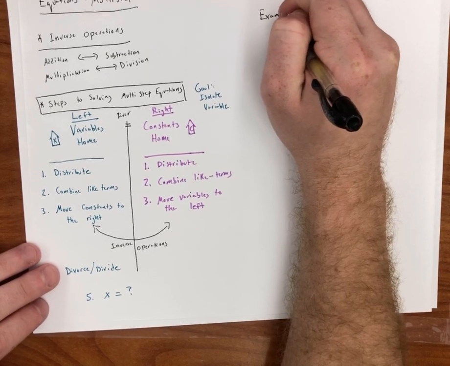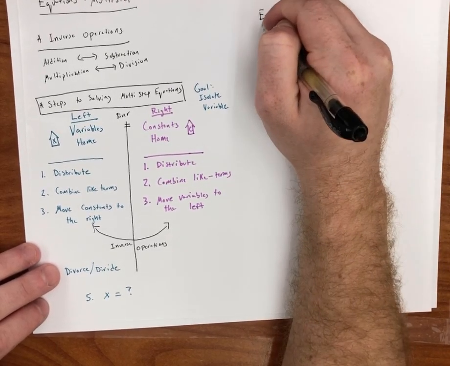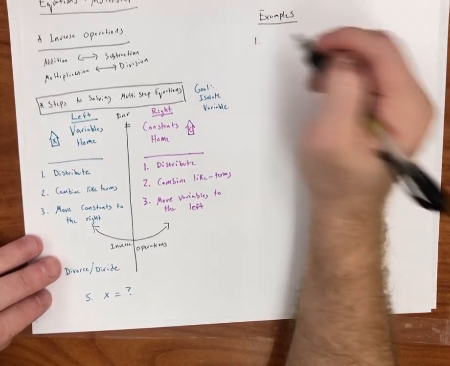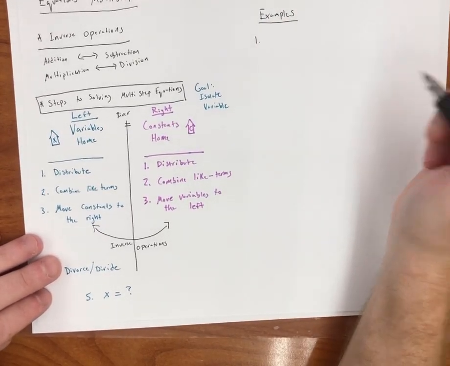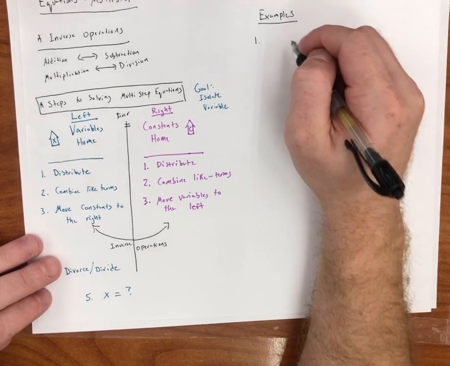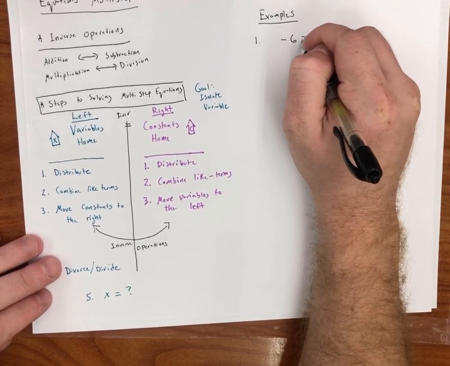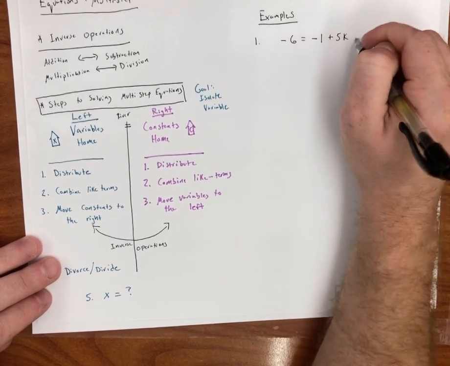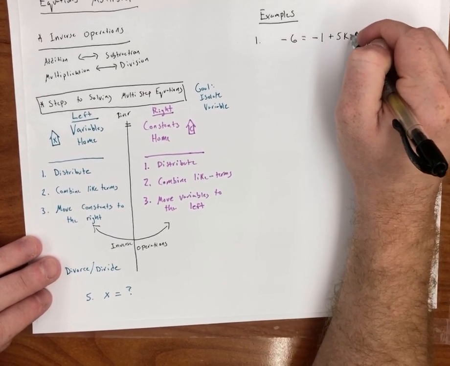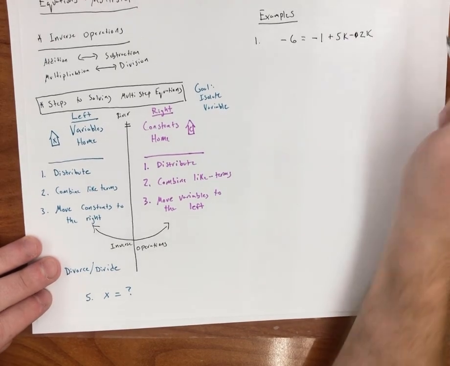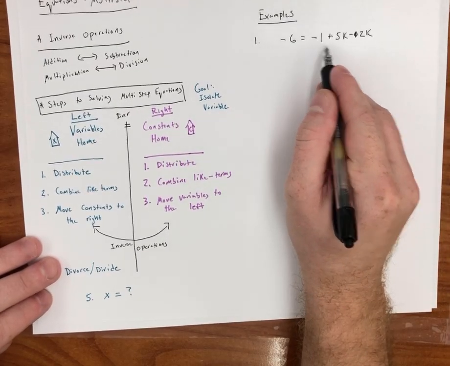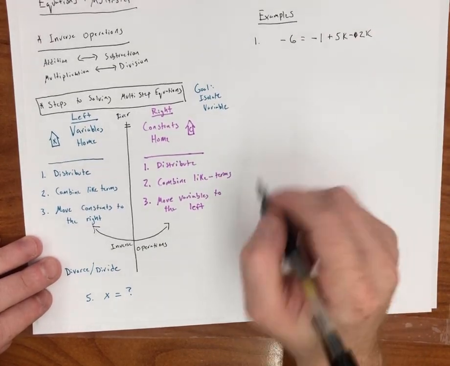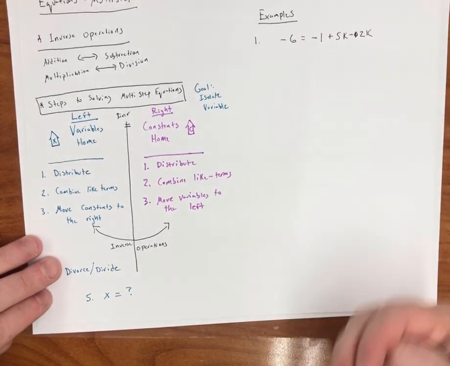At any point during this video, if you would like to pause it or stop it, you may, as we go over some of these problems. So we're gonna start with the simple problem. I'm gonna write this down. I would like for you to write this problem down as well. -6 equals -1 plus 5k minus 2k. Okay? I want you to write this problem down, and I want you to try to solve it on your own.